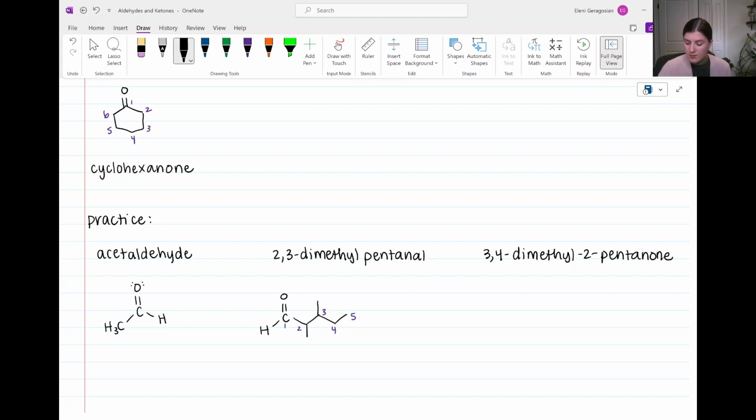Now let's do this last one, 3,4-dimethyl 2-pentanone. Pentanone tells me we have a 5-carbon chain with a ketone at carbon 2, and then at carbons 3 and 4, we have methyl groups. So 3,4-dimethyl 2-pentanone.